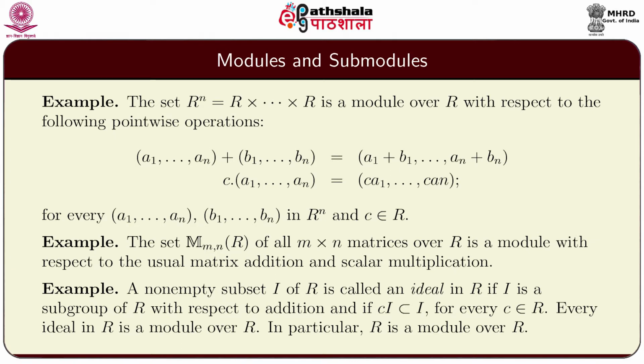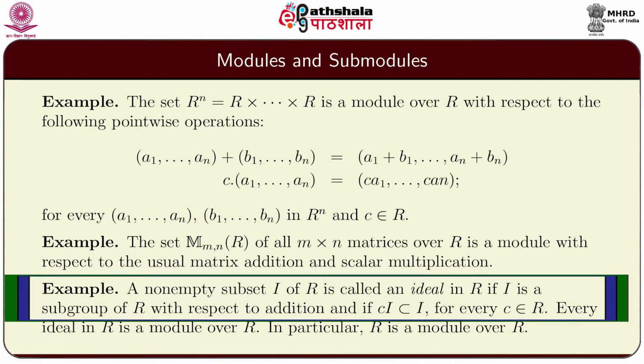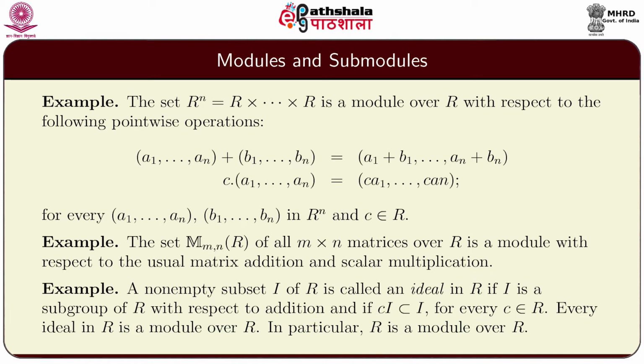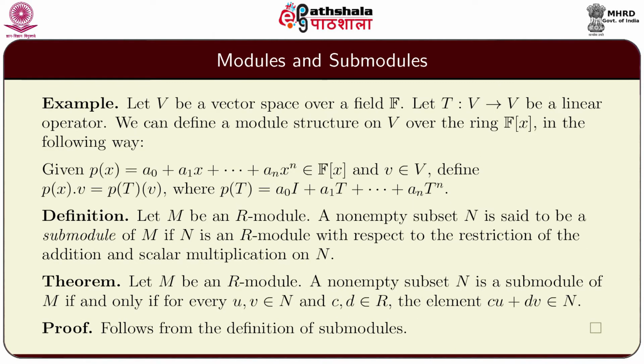Another example, a non-empty subset I of the ring R is called an ideal if I is a subgroup with respect to addition and cI is contained in I for every c in R. That means, if I take any element x from I and take cx, then that belongs to I, and this must be true for every c in R. Then every ideal in R is naturally a module over R, and in particular R being an ideal itself is a module over R.